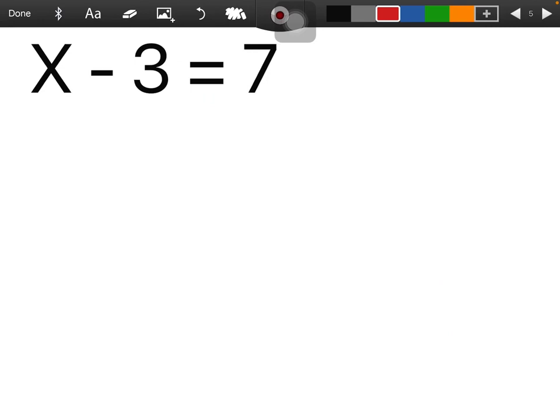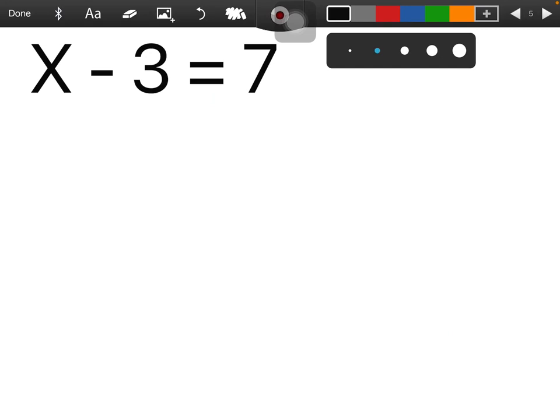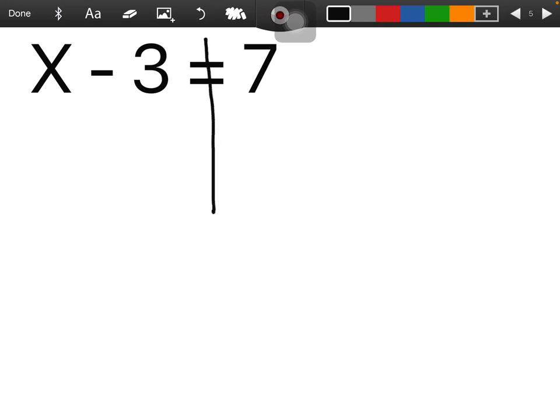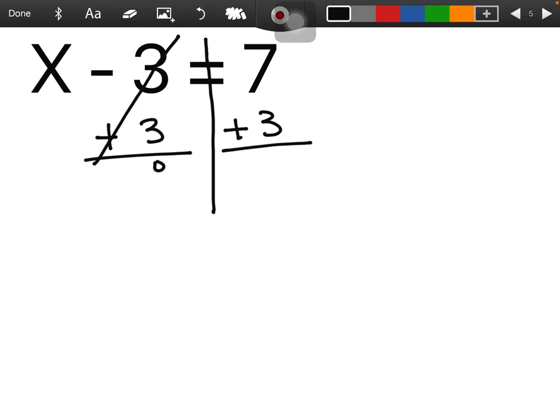Now we're going to do subtraction. Remember, we're going to do the opposite operation. So I'm going to draw my river, and I'm going to pay the toll. If I'm subtracting, I'm going to do the opposite of subtraction, which is addition. And if I go to one side of the equal sign, I go to the other side of the equal sign. My 3's cancel each other out because that turns into 0.